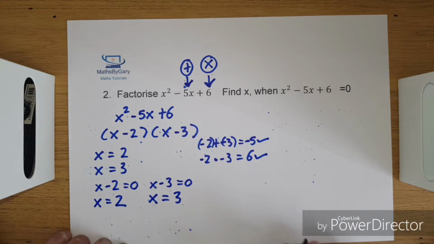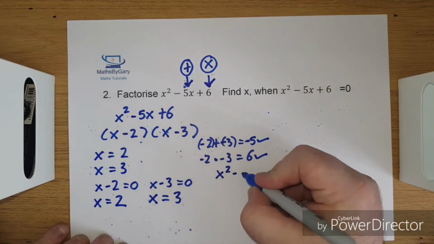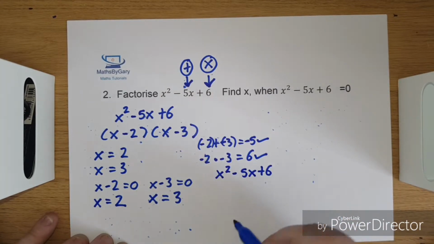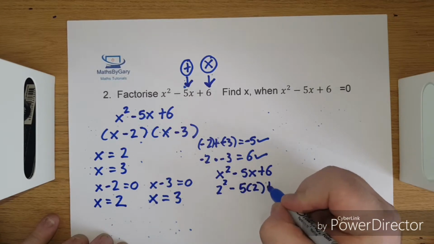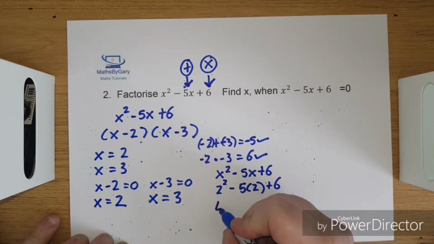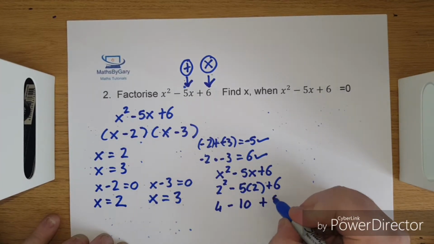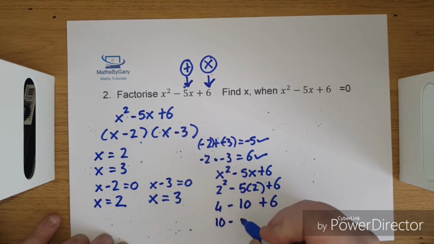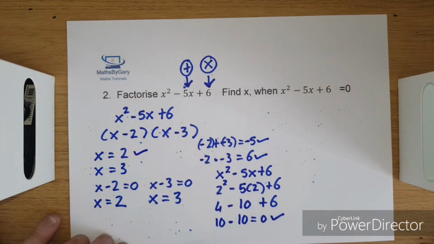So again, we'll do the check. First with 2. So x squared minus 5x plus 6, we want it to equal 0. So 2 squared minus 5 times 2 plus 6. 2 squared is 4, minus 5 times 2, which is 10, plus 6. So 4 minus 10 plus 6. So the 4 plus the 6 will give us 10, minus the 10 here, and that gives us 0. So we're correct with x equals 2.